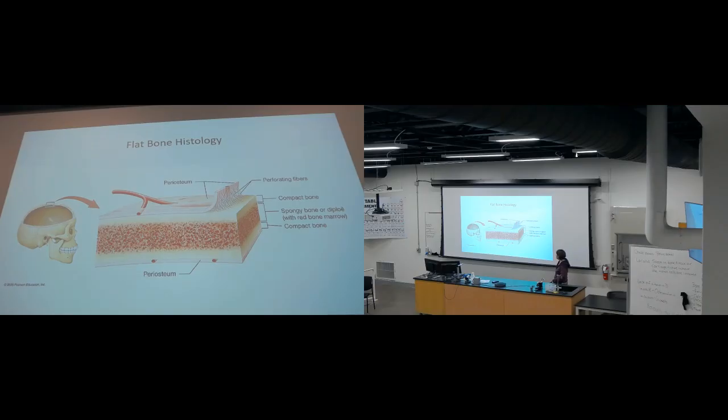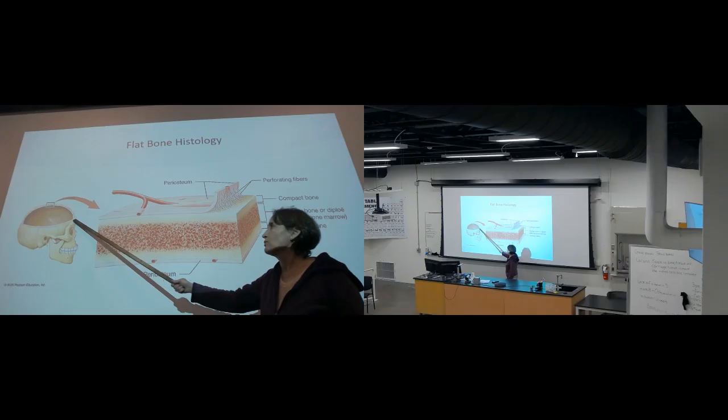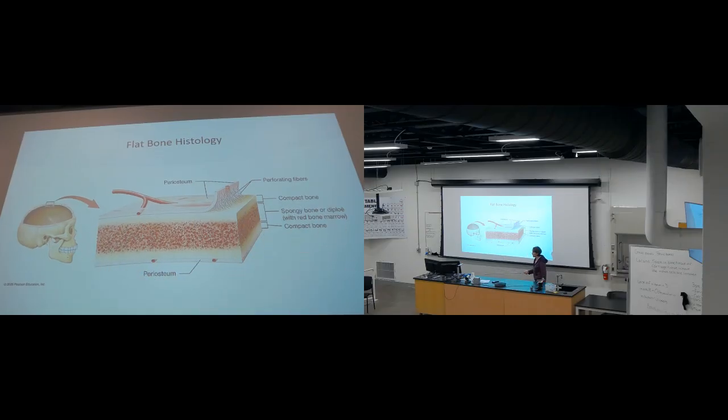Now flat bones are made by two thin layers of compact bone, sandwiching a middle layer of spongy bone that we call diploe. This diploe has red bone marrow. So where do we have flat bones? In our skull, for instance. We also have it in the sternum, and we also have the coxal bones. We have this type of tissue.